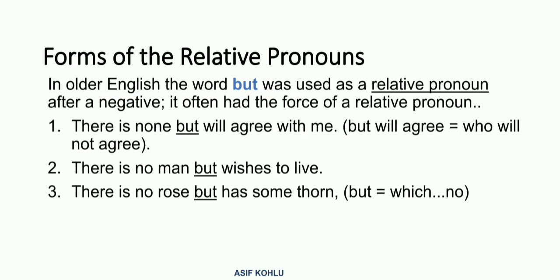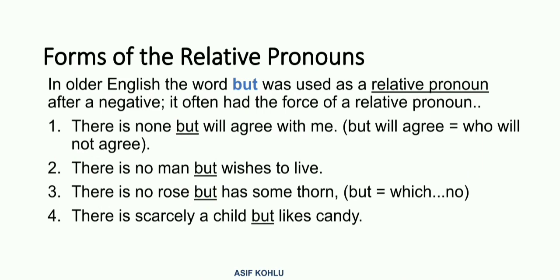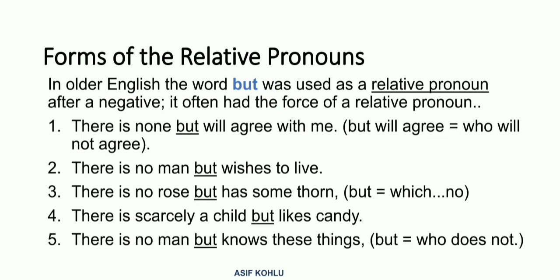Now but here gives the meaning of which does not. So keep in mind, do not use but as a relative pronoun. Instead use who will not and which not. The fourth example is: there is scarcely a child but likes candy. So this is again the use of but in older English. There is no man but knows these things. Here again but gives who does not. Instead of but, we prefer the use of who does not.